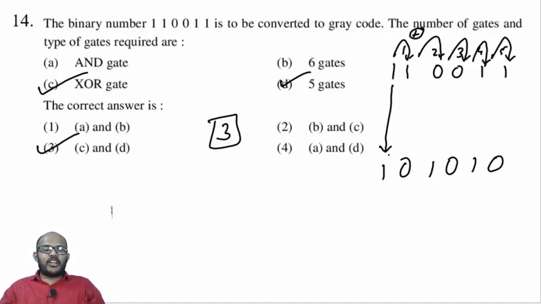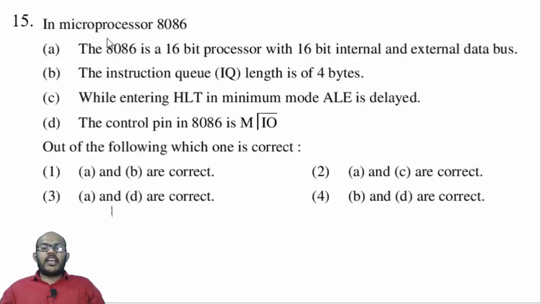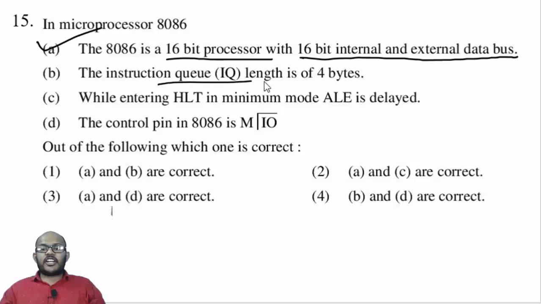Moving on to 15th question. In the case of microprocessor 8086, it is a 16-bit processor with 16-bit internal and external bus. This statement is correct. The data bus is 16-bit wide. The address bus as well as control bus is 20-bit wide. The instruction queue length is 4 bytes, they are telling. It should be 6 bytes.